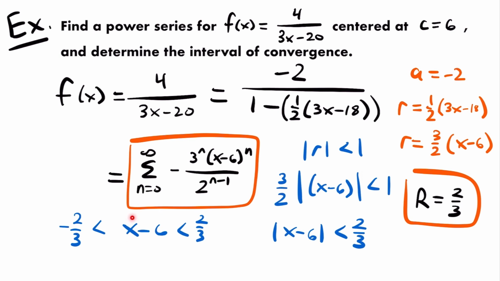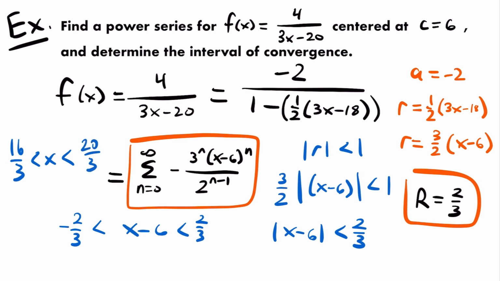And so now if we solve for x by adding 6 to each part of the inequality, remember that 6 would be the same as 18/3 because 18 divided by 3 is 6. So negative 2/3 plus 18/3 would be 16/3, and that will be less than x, which will be less than 2/3 plus 6, or plus 18/3, which will be 20/3.